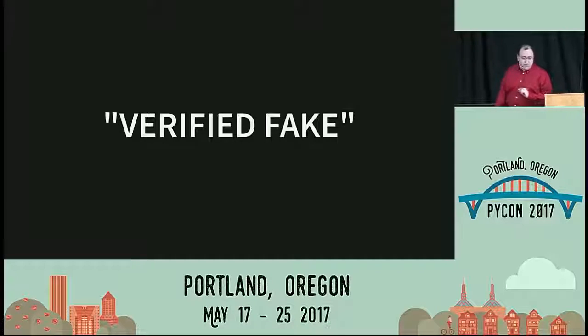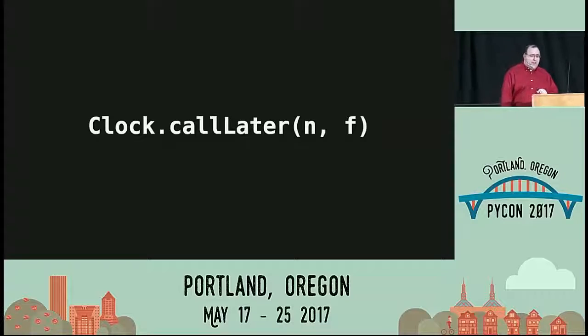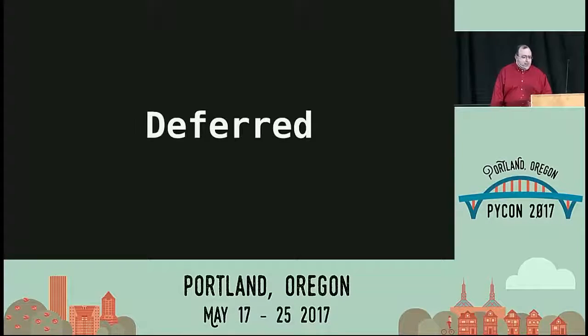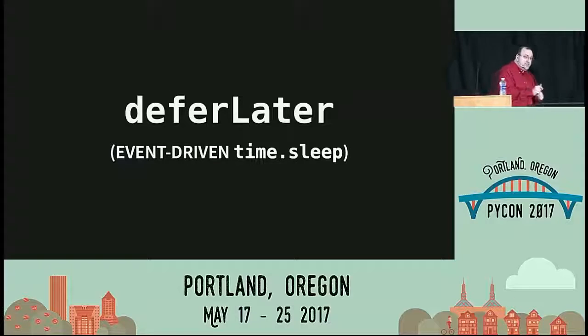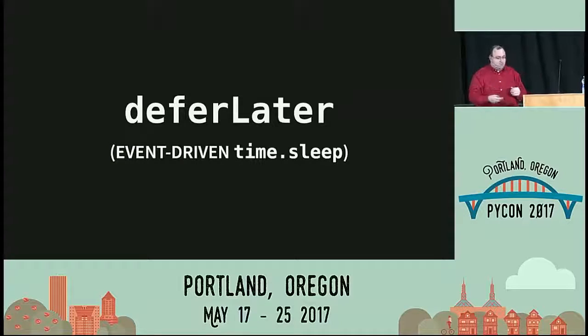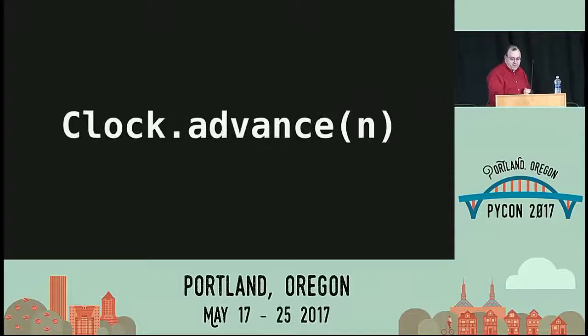So Clock and reactor both have this callLater method, which causes a given function, f, to be run later. One brief slide is definitely not enough to cover Deferreds. But the idea is that they're an object which might have a result in the future but don't have one now. deferLater is a little utility that bridges the gap between these two APIs, Deferreds and callLater. It's an event-driven version of time.sleep, so it just means do something later and then give me an object that will have a result when that finishes.